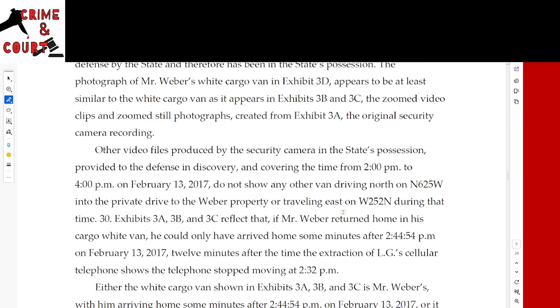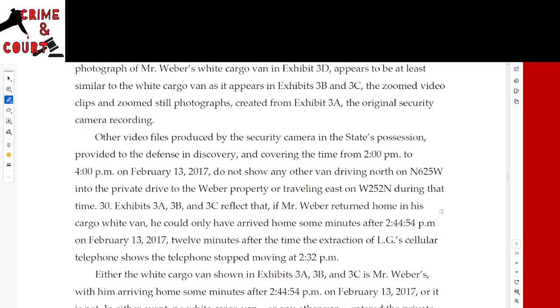Other video files produced by the security camera in the state's possession, provided to the defense in discovery and covering the time from 2 p.m. to 4 p.m. on February 13th, do not show any other van driving north on that same road into the private drive to the Weber property or traveling east on that road during that time. So there's no other possible cars or vehicles driving by.